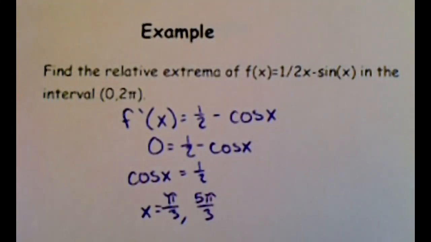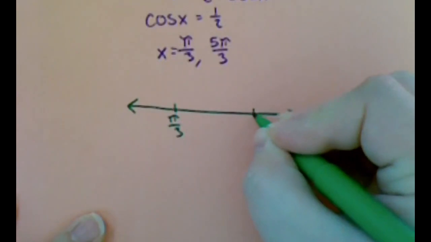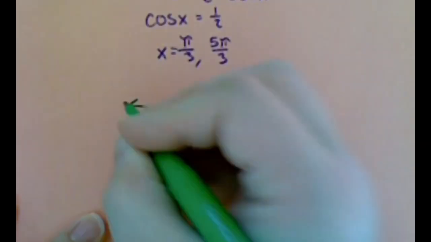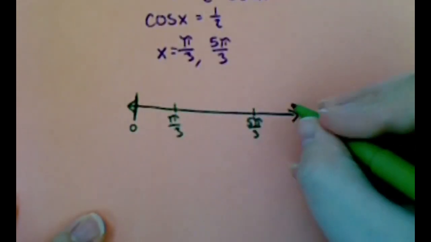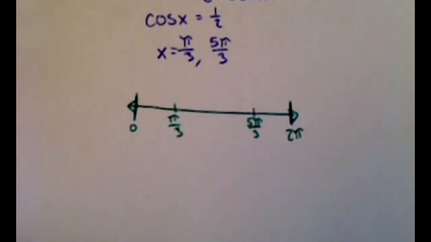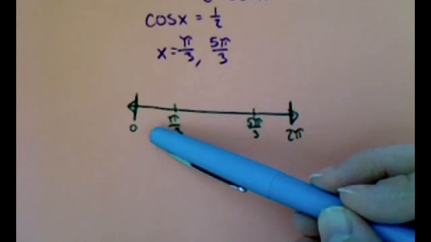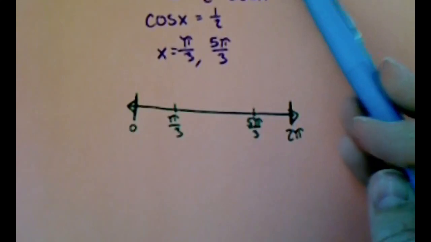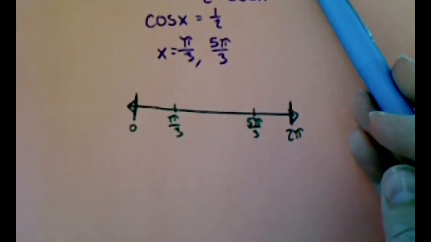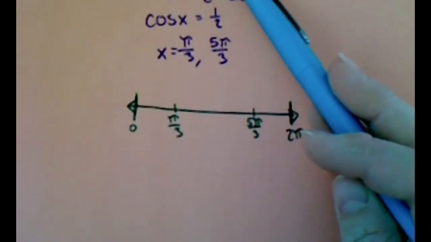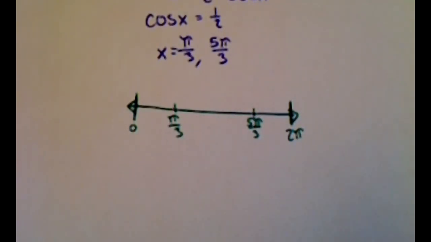Now I set up my test intervals. So I like to make a number line here. Put pi over 3 and 5 pi over 3. But also consider the fact that this starts at 0 and ends at 2 pi. You don't want to choose numbers for your test intervals that are outside of that. So let's plug in pi over 6. 1/2 minus the cosine of pi over 6. Well, cosine of pi over 6 is square root 3 over 2. 1/2 minus square root 3 over 2 is a negative number.